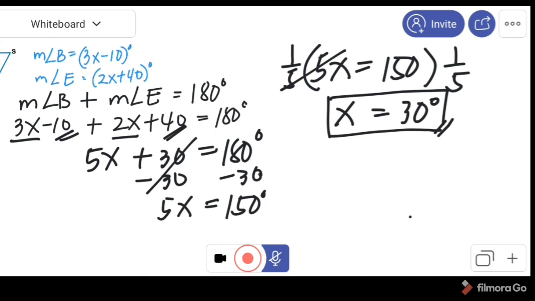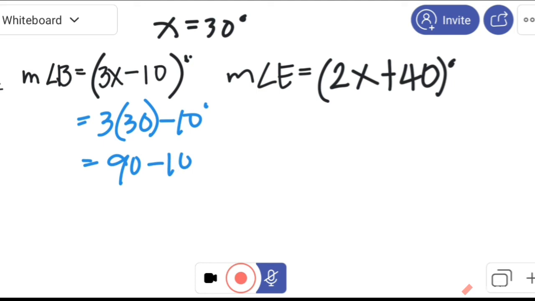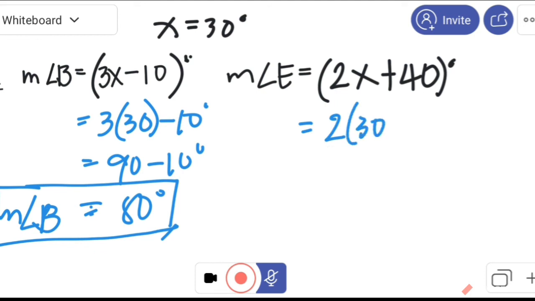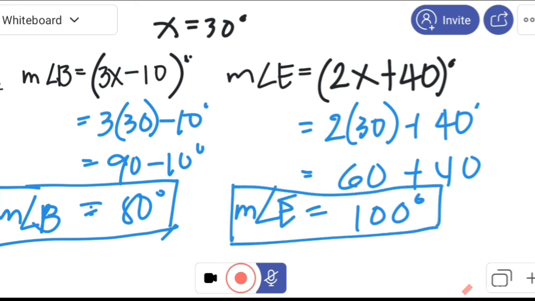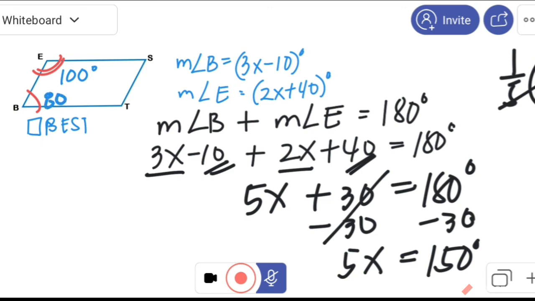Now let us substitute this value of x to our equation. 3 times x, 30, minus 10 degrees. So 3 times 30 is equal to 90, minus 10 is equal to 80 degrees. So the measure of angle B is equal to 80 degrees. Let's solve for angle E. It's equal to 2 times 30 degrees plus 40 is equal to 60 plus 40 is equal to 100 degrees. So the measure of angle E is 100 degrees and the measure of angle B is 80 degrees.